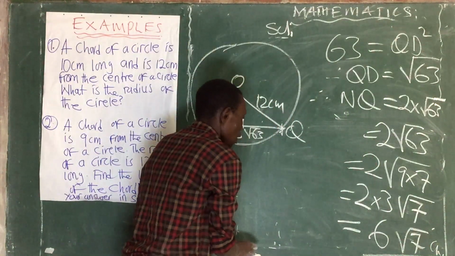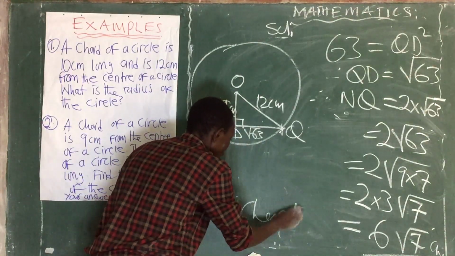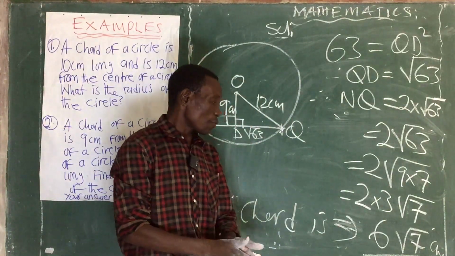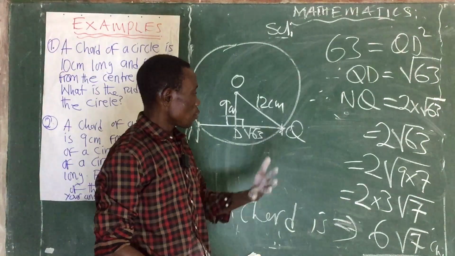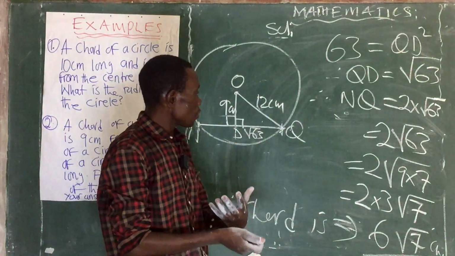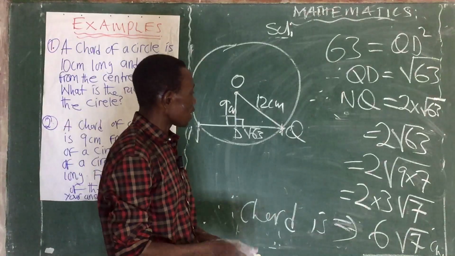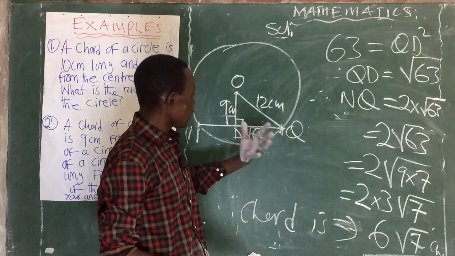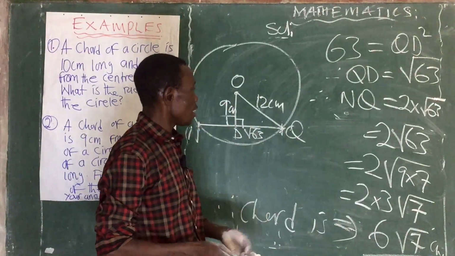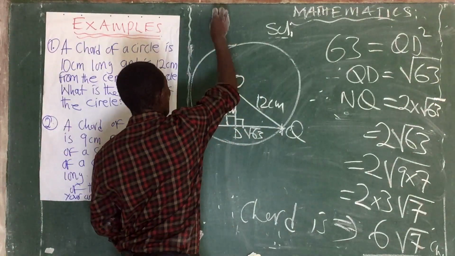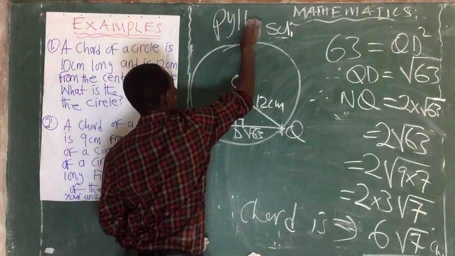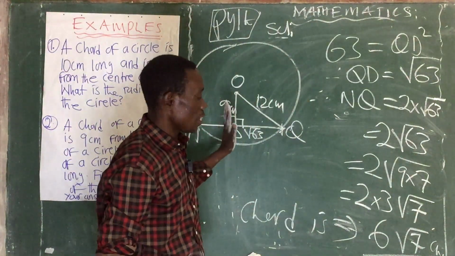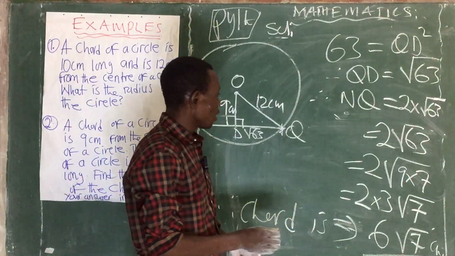Therefore, the chord is 6 root of 7 centimeters. This is the way you can use that knowledge about the first property of a chord. That's very easy. Additionally, what is more paramount is the knowledge about the Pythagoras theorem, which we will be studying now and again until the end, because everything we discuss here is about the triangle as such.